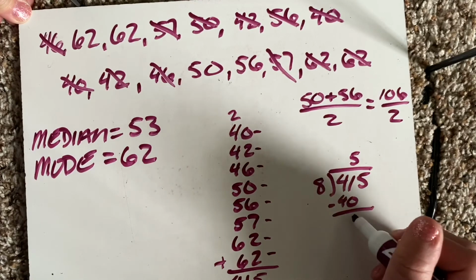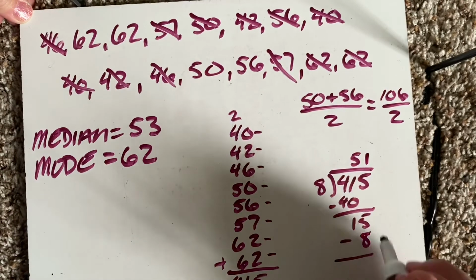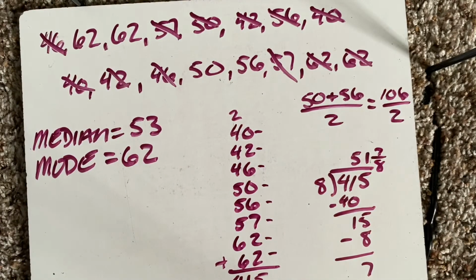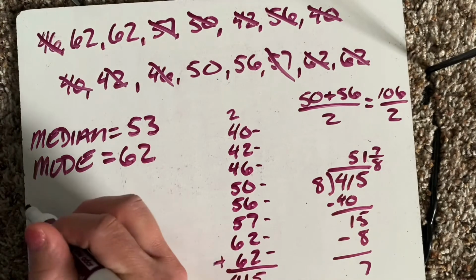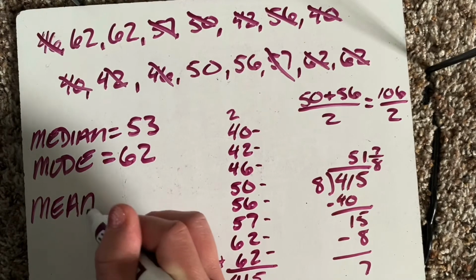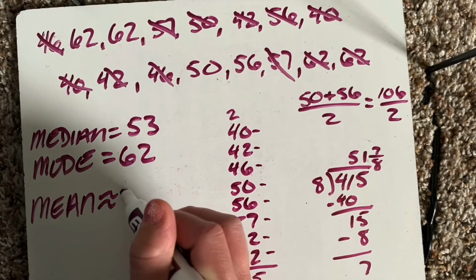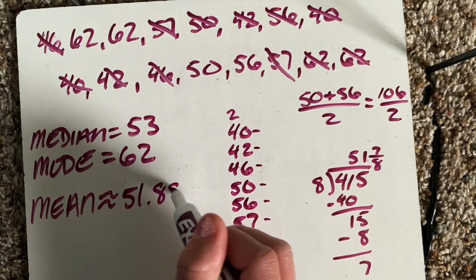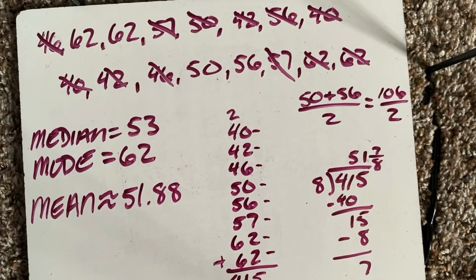Okay, so it looks like there's a little bit of a remainder on this one, and we're talking about a dollar amount. So 7/8 of a dollar is approximately 88 cents. I'm just going to round that to the nearest penny and say that the mean, the average amount she spent a month, was $51.88. So you're supposed to compare those. How does the median, mode, and mean compare to each other in this set of data?